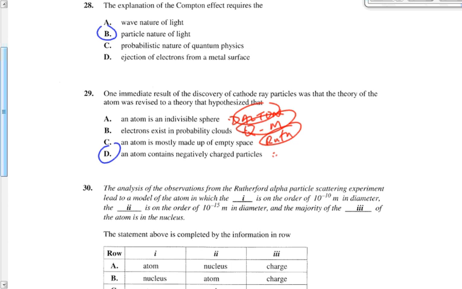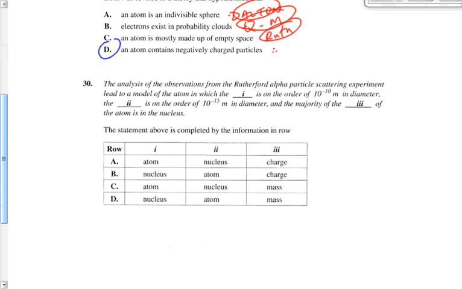30, an analysis of observations from Rutherford alpha. Notice they're not calling it the gold foil experiment. The diploma exam people like to call the gold foil experiment the Rutherford scattering experiment. Sorry, the alpha scattering experiment. It's the same thing. If you see these words here, don't think, oh, what do I do? We haven't seen that. Yes, you have. We called it gold foil experiment. If they call it something different, don't worry about it.